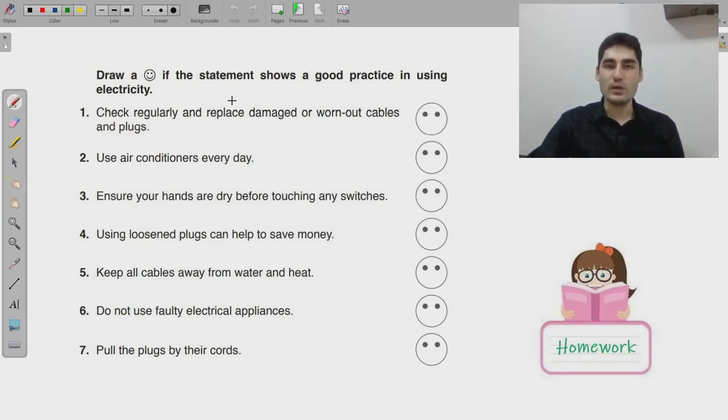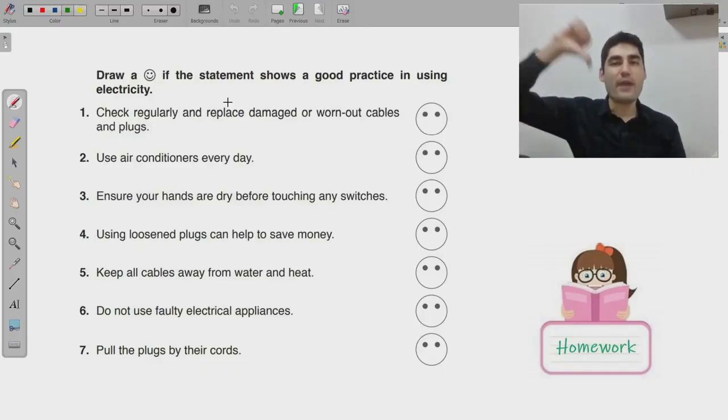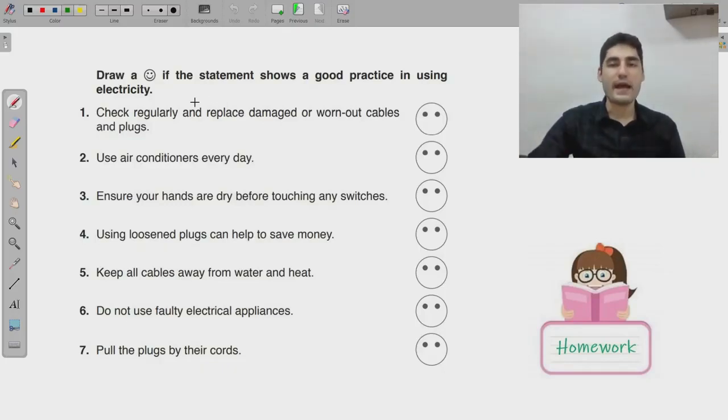If it is good, you put a smile face. If it is bad, you can make a sad face like this. Example, like this. So, sad or smile. These are not correct examples. Okay, so you can make a smile face or sad face. So write these questions in your notebook and please answer them.